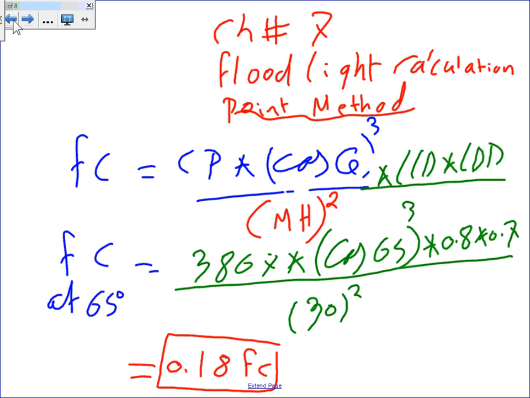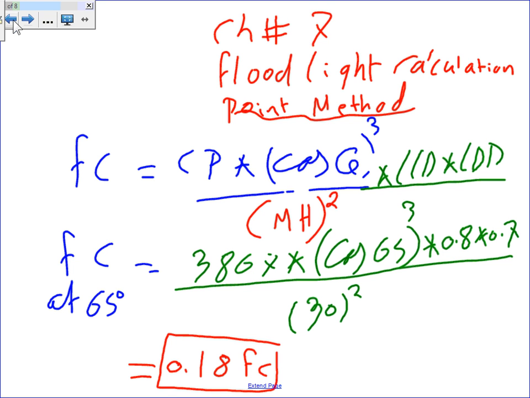So, two things. If you're doing point-to-point calculation, it's exactly what we have done in the past. If we're doing average calculation, you have to take into consideration the coefficient of beam utilization for that fixture. Okay, let's take an example.